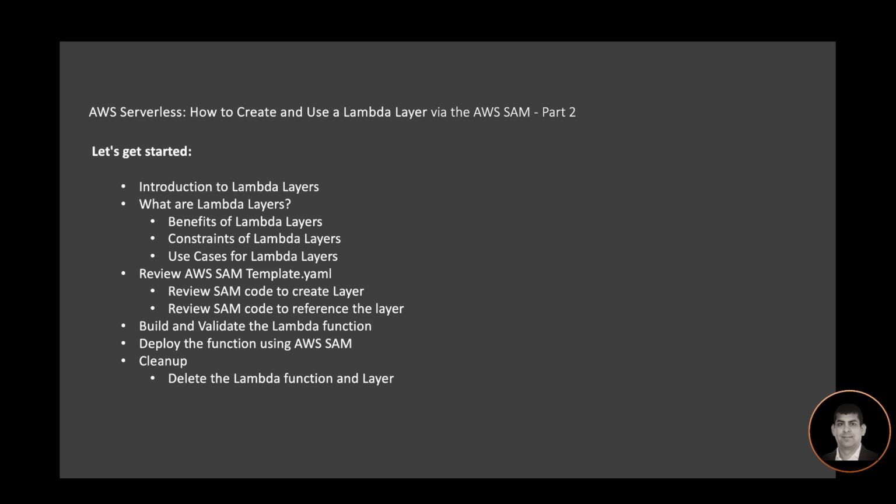I will also review the AWS SAM template YAML file. This file contains the SAM code to create the layer and then reference the layer in the function. Since we are using AWS SAM for the entire solution, I will build and validate the Lambda function using AWS SAM, and then at the end we'll deploy the function using AWS SAM. Once we're done with the setup and we have validated it, then I'll do some cleanup, which includes deleting the Lambda function and the layer.